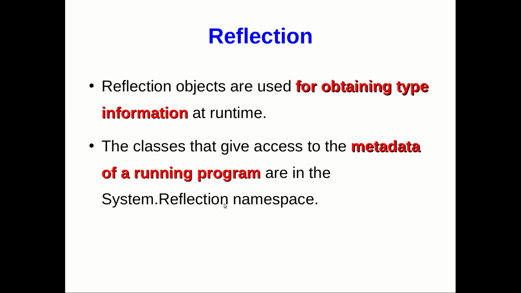In our previous video, we discussed the basics of reflection. We have seen reflection objects are used for obtaining type information at runtime, and the classes that give access to the metadata of a running program are all available in the reflection namespace. Based on this discussion, we have seen a demo program, and we have also seen how the reflection objects can be used in our program to access these metadata.